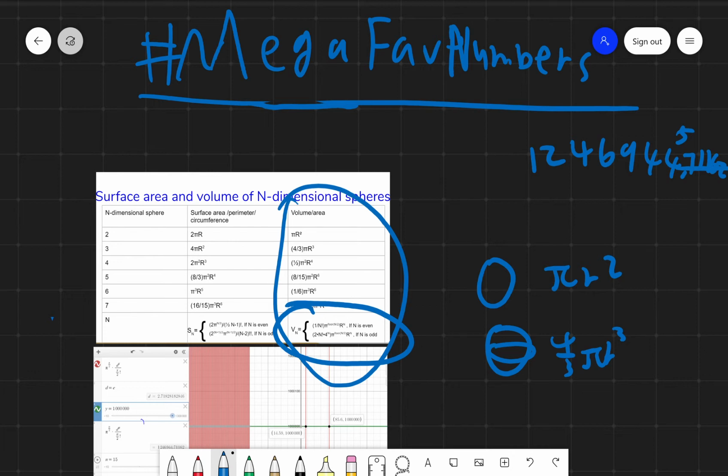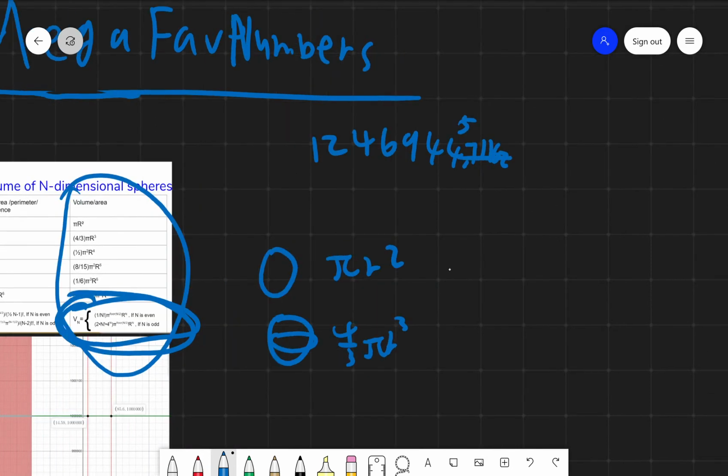But I won't be using this formula. I'll be using a different one. So the general formula is: the volume, where there are n dimensions and we input the radius, is equal to pi to the n over 2, over the gamma function of n over 2 plus 1, times r to the n. Now what's the gamma function?